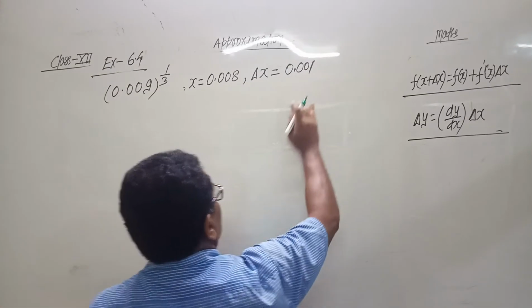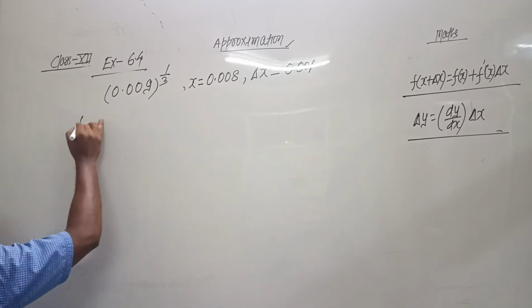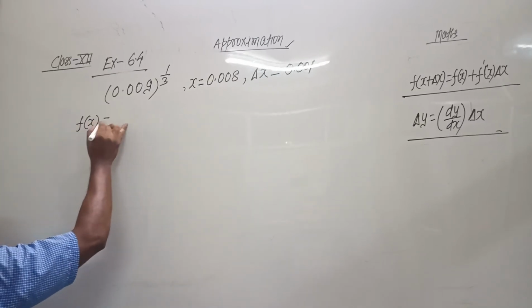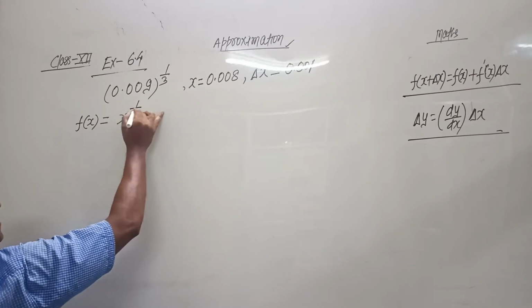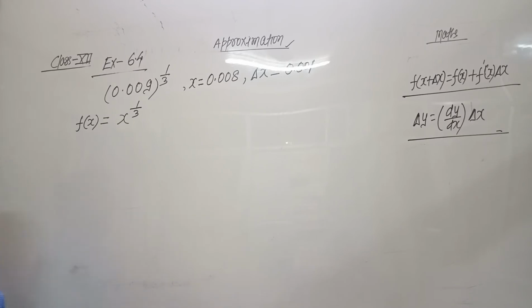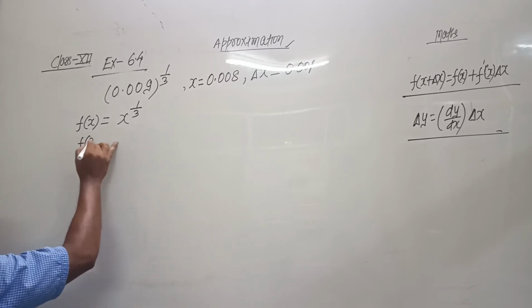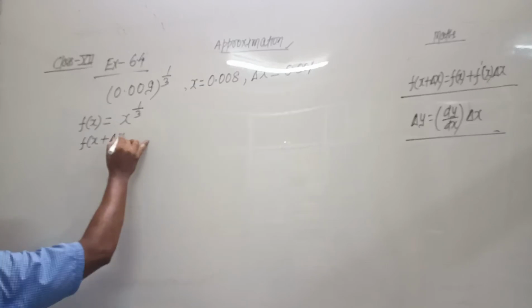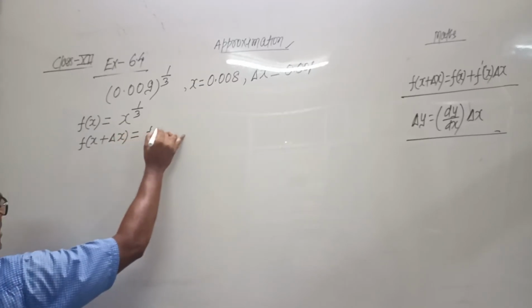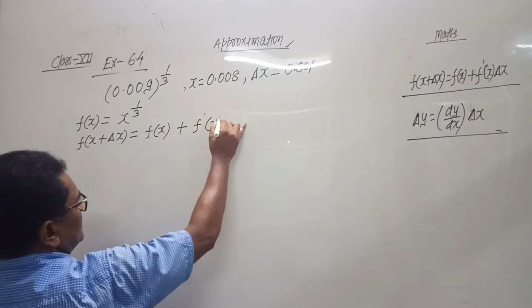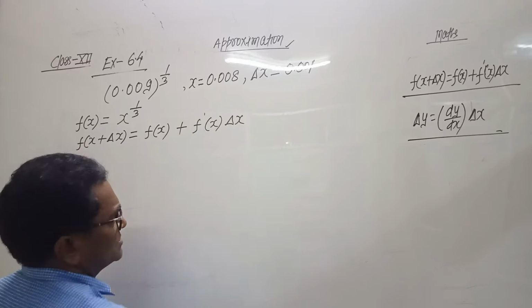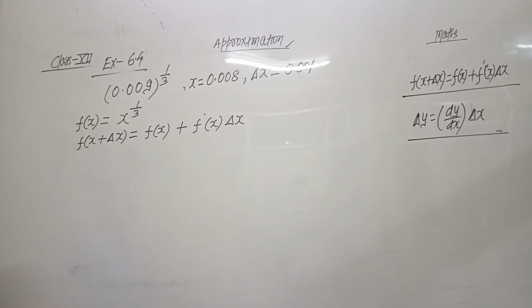Now we have to write the function. So f of x, we have to take x and there is cube root, so we will write the power 1 by 3. x raised to the power 1 by 3. Then we have to write the formula, f(x + delta x) equals to f(x) plus f dash of x into delta x. The formula which we have written.